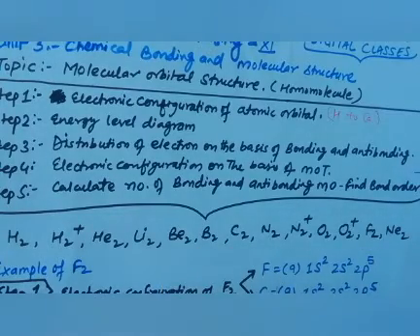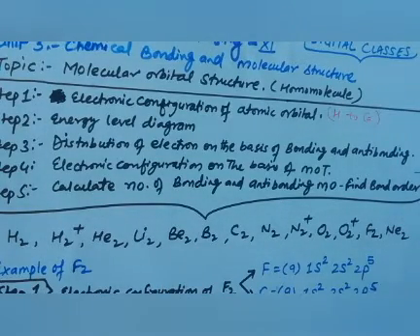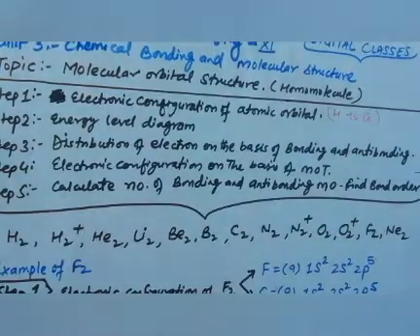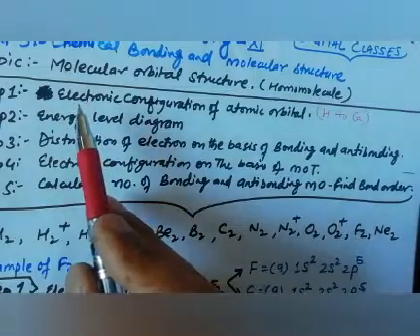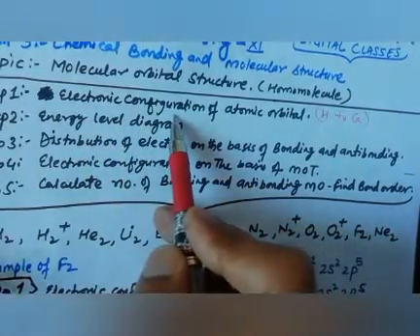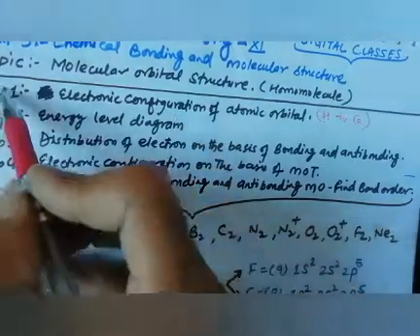Hydrogen 1, helium 2, lithium 3, beryllium 4, boron 5, carbon 6, nitrogen 7, oxygen 8, fluorine 9, neon 10, sodium 11, magnesium 12, aluminum 13, silicon 14, phosphorus 15, then sulfur 16, chlorine 17, argon 18, potassium 19, and calcium 20. These are the atomic numbers. Now how to distribute those electrons according to Bohr's electronic configuration, that we studied in chapter 2. This we should know first.